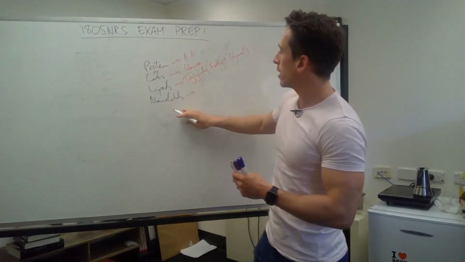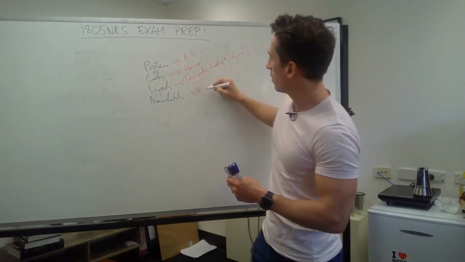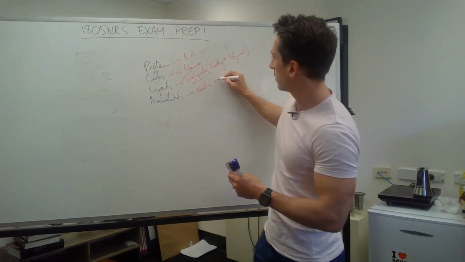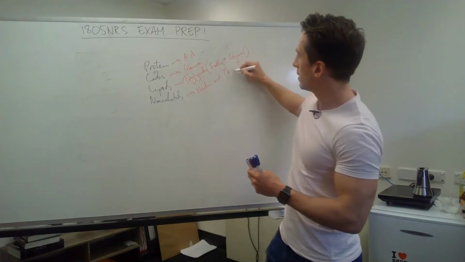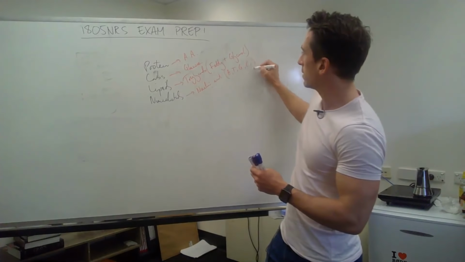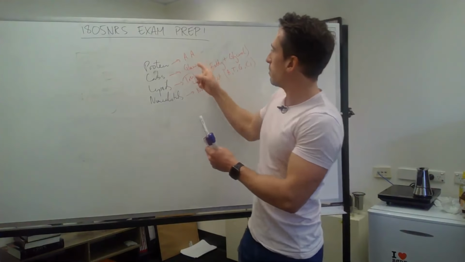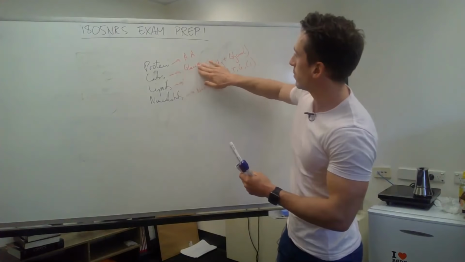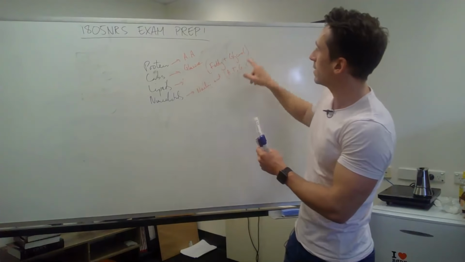Okay? And nucleotides are made up of nucleic acids. This is A's, T's, G's, and C's. All right? So these are the monomers. The triglycerides is a polymer made up of fatty acids and glycerol.